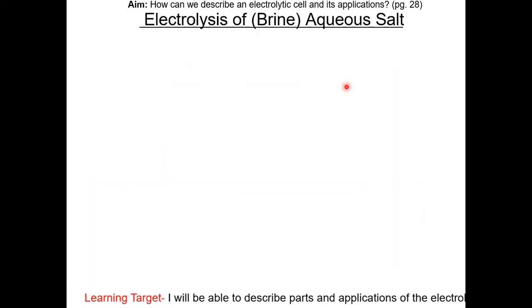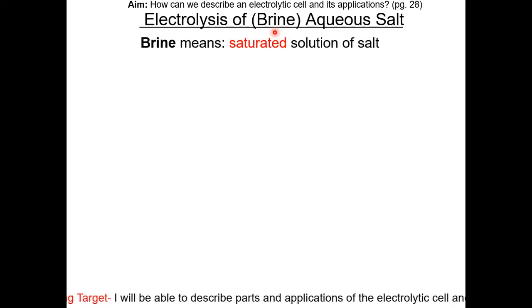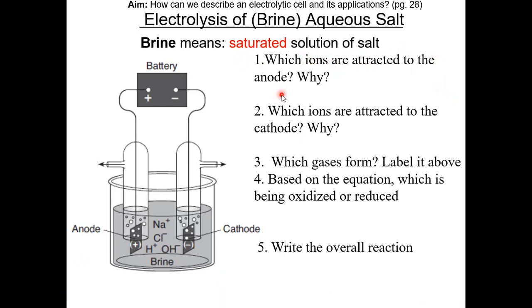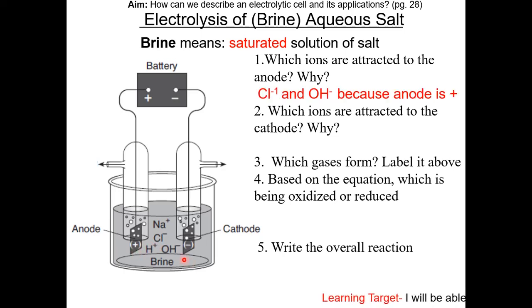The second scenario of electrolysis is electrolysis of aqueous salt. Brine means saturated solution of salt. Let's look at this diagram. Which ions are attracted to the anode and why? The anode is labeled positive, therefore the chloride and hydroxide ions will be attracted to it because opposites attract.